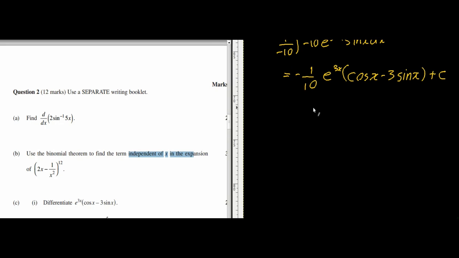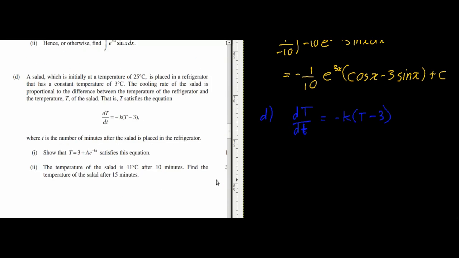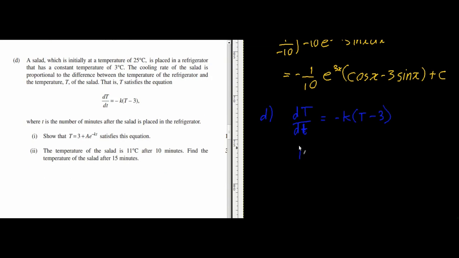Okay, last question, D. Now they give you this dT/dt, okay, the capital T stands for temperature and the small t is for time, is equal to minus k (T minus 3). What they're asking you to do is to prove that T equals 3 plus ae to the minus kt is a solution to this.